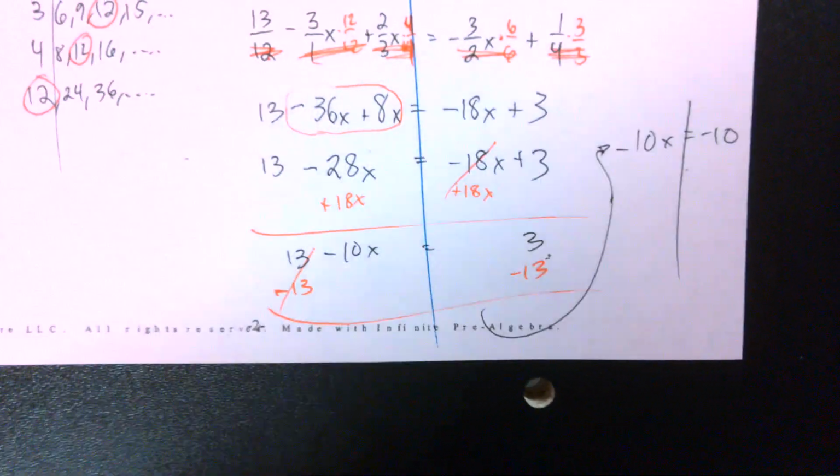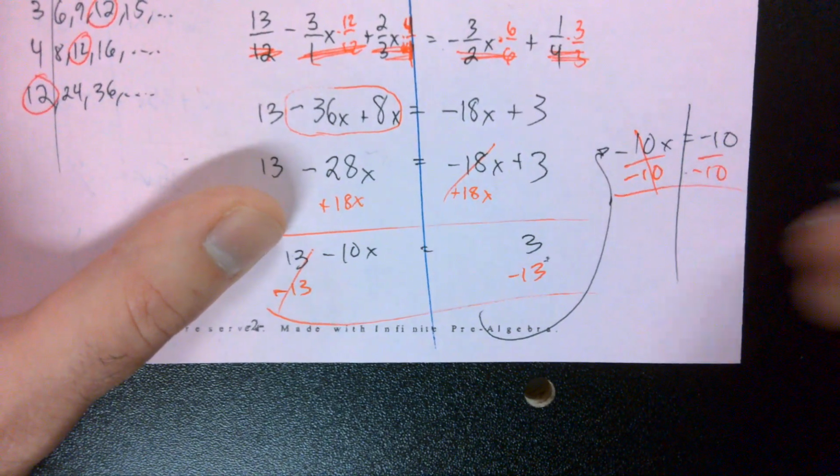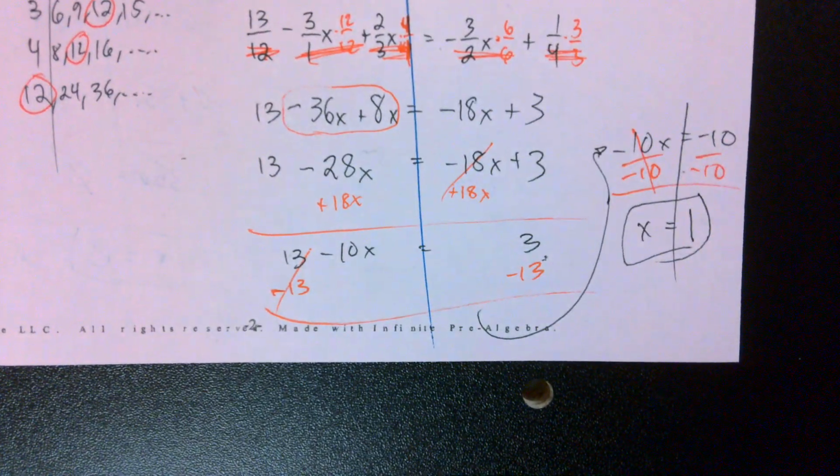What can I do now? Divide by negative 10. How many times does negative 10 go into negative 10? One time. Look at that. All that work just to get an answer of 1.